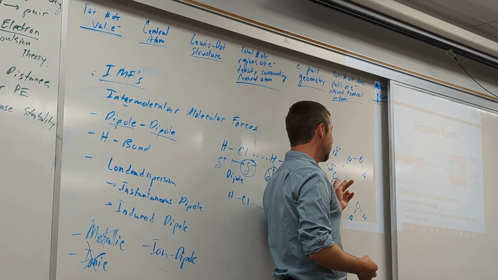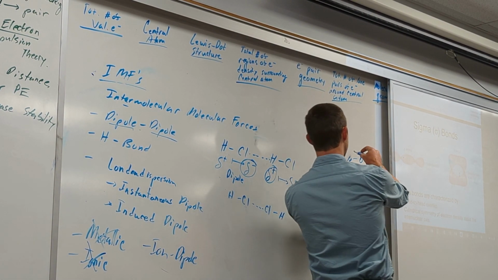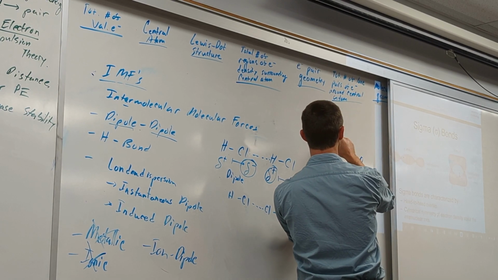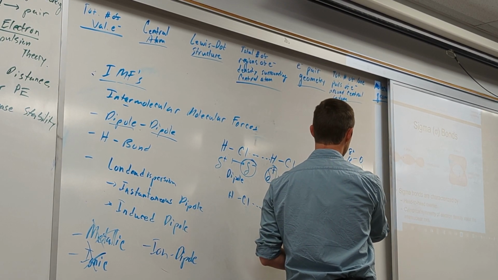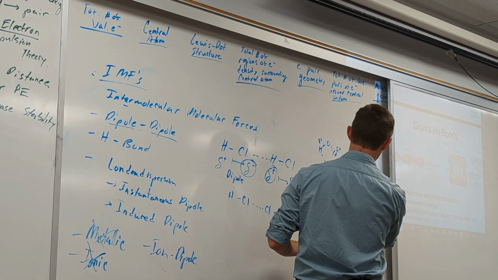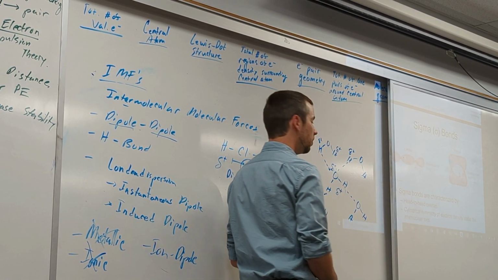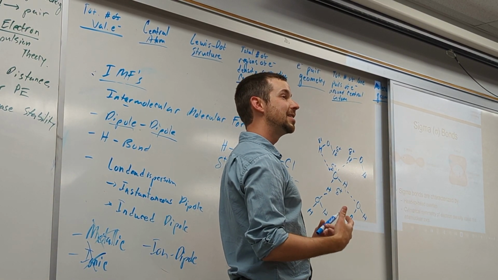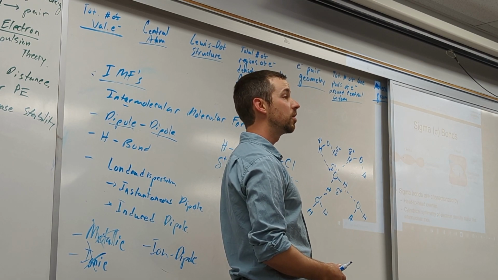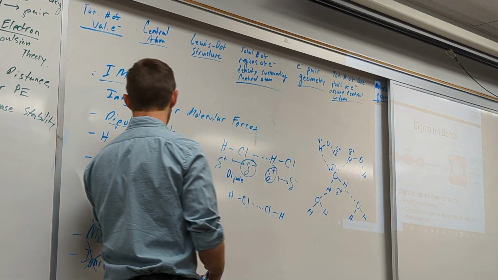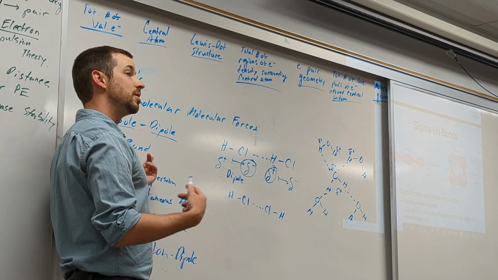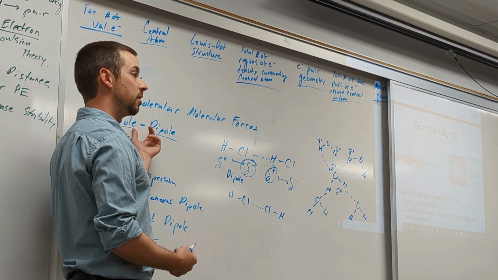The slightly negative and the slightly positive will interact together, and that's true here as well, all the way around at each location. So water creates an extensive network of what we're going to call hydrogen bonds. A hydrogen bond is a certain type of dipole-dipole interaction.